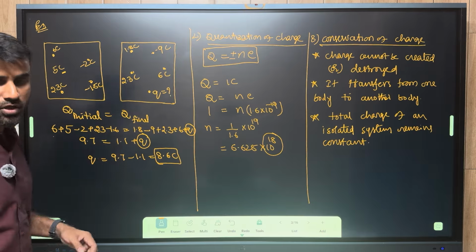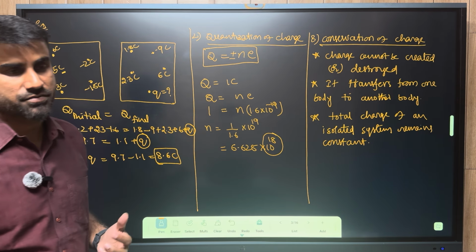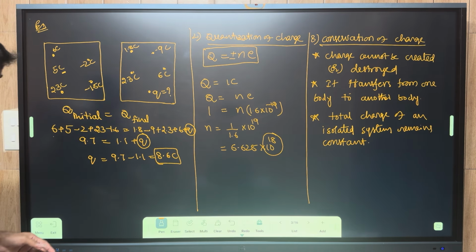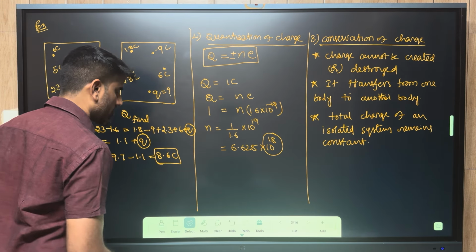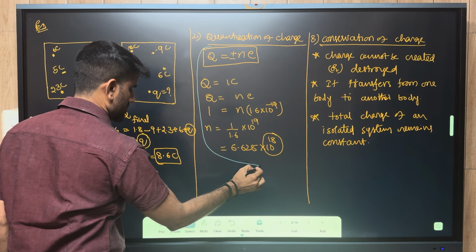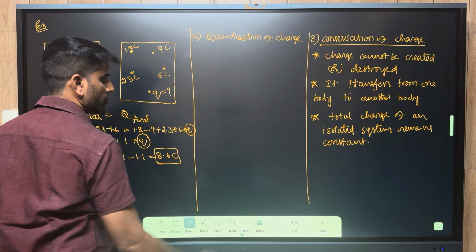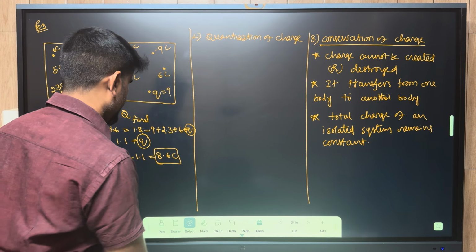I'm going to give you one more example to give you more clarity on this conservation of charge property. So I'm going to take this one out.